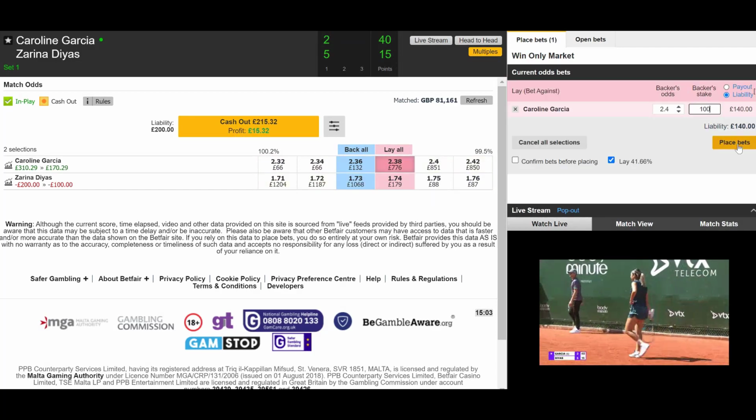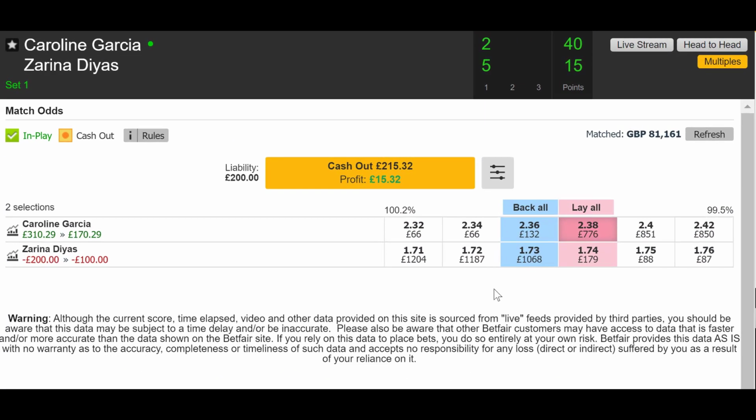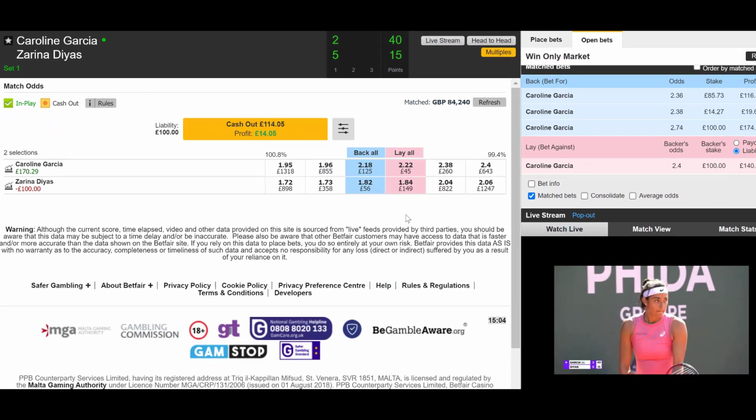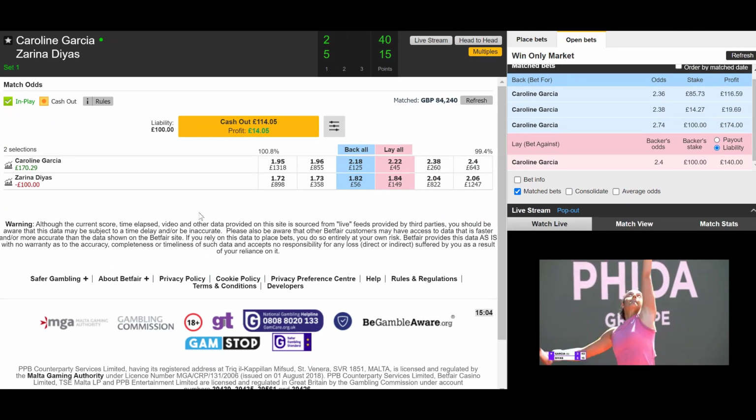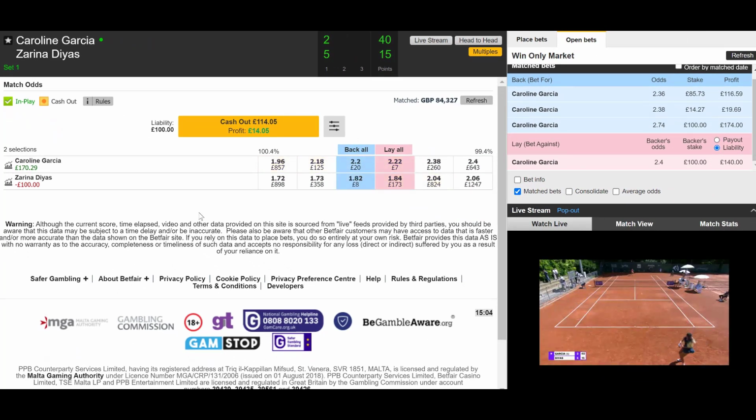40-15. Okay, so it's gone 40-15 to Caroline Garcia. So it looks like she's going to win this service game. So that's enough to move that price in our favor down to 2.4. So a quick successful mini trade in there from backing Garcia at 2.74, laying at 2.4. And that just eases our overall liability on the trade. Okay, so if this trade eventually goes against us, then it should lower that loss somewhat. But anyway, we're still going to stick with it.